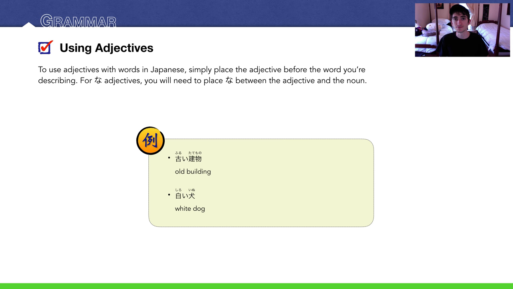古い建物, old building, an old building. 白い犬, a white dog. Okay. 便利な病院, a convenient hospital. And 有名な大学, a well-known university. Okay. Notice the na between the na adjectives and their nouns.